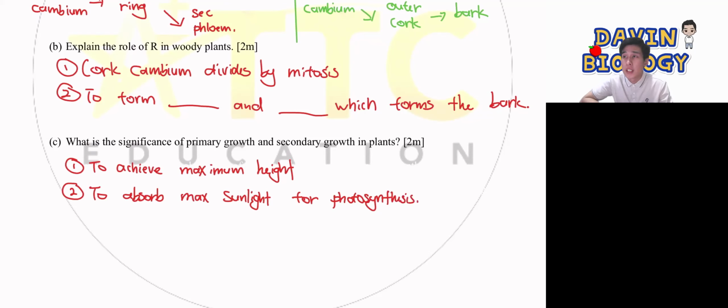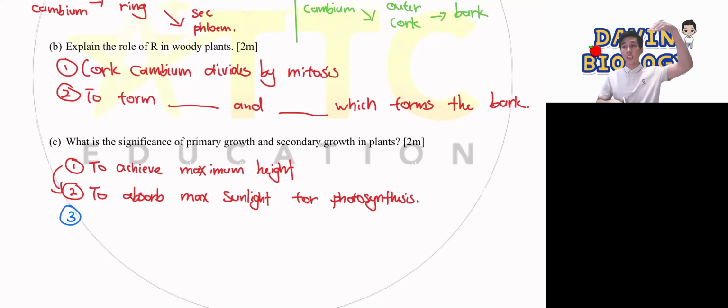How about to carry out photosynthesis? Yeah, I just mentioned that. So if you grow taller, then I explain. This is the explanation: after you grow taller, you can absorb sunlight to carry out photosynthesis. Exactly, correct. You are right.